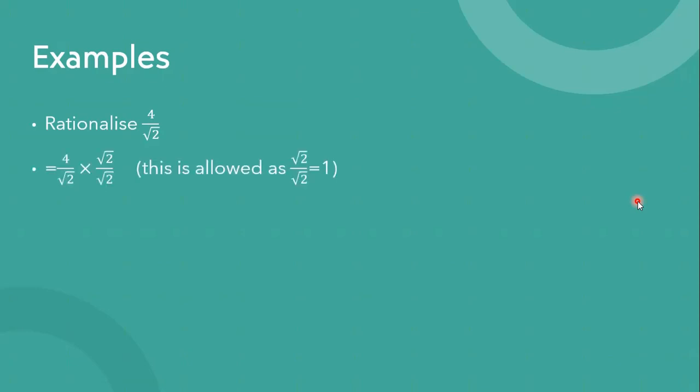So we're going to times by root 2 on the top and bottom to cancel out the roots. Now, you're allowed to do this because root 2 over root 2 is equal to 1. So the fraction will still have the same value because you're essentially timesing it by 1. So that gives us 4 root 2 over the square root of 2 times 2, which is 4 root 2 over the square root of 4, which is 4 root 2 over 2, which is 2 root 2. So we've rationalised it because there's no longer a surd on the denominator.